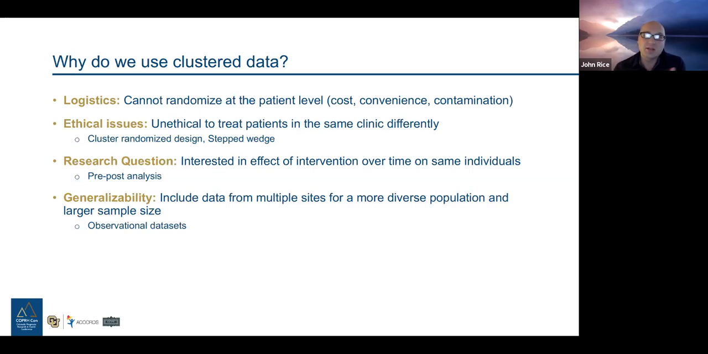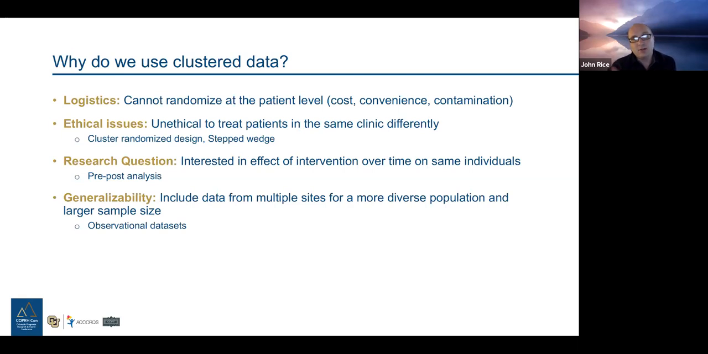Ethical issues could also come up. For example, when an intervention is expected to be quite beneficial, you might have difficulty recruiting practices or clinics to participate if they fear that they will be randomized to control. In that case, a stepped wedge can be a very advantageous design because in that design, each cluster eventually receives the treatment. The randomization part is the order in which that happens.